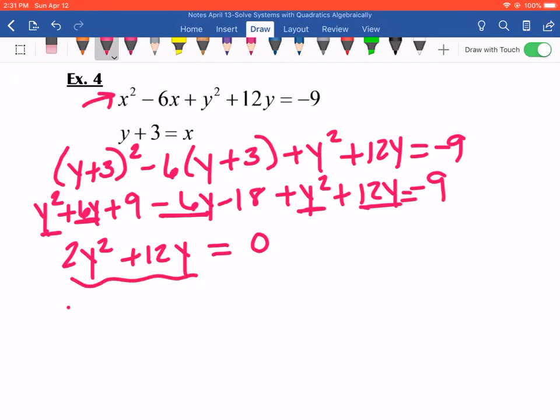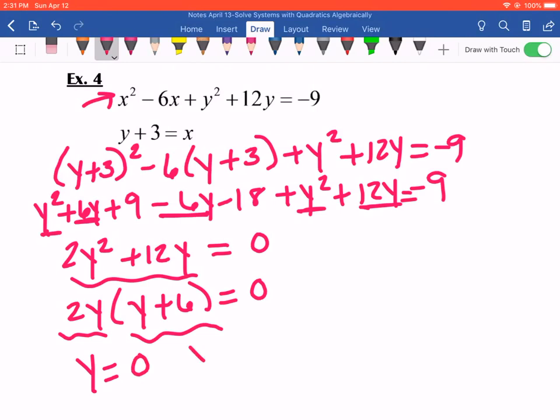Now what I can see is that I have a GCF between these two terms of 2y, so I want to factor that out. Remember, my goal here is to solve for y. So if I factor out 2y, I'm left with y plus 6 is equal to 0. Setting each one of these factors equal to 0, I get y is equal to 0 and y is equal to negative 6.